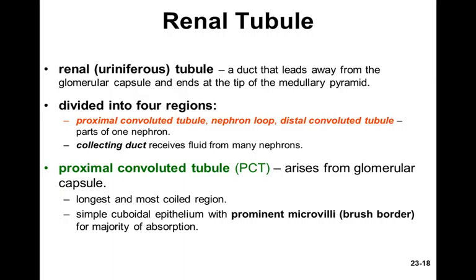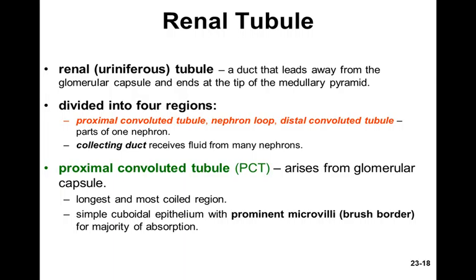Now, the 4th region of the renal tubule is called the collecting duct. The collecting duct receives fluid from many nephrons. So the PCT, the loop, and the DCT are all of one nephron, but when you get several nephrons, they all feed into one collecting duct. So the DCTs of several nephrons are going to unload that filtrate and that fluid into the collecting duct. And then the collecting duct, of course, is where it turns it into urine. So we're going to look at all 4 of these parts separately.